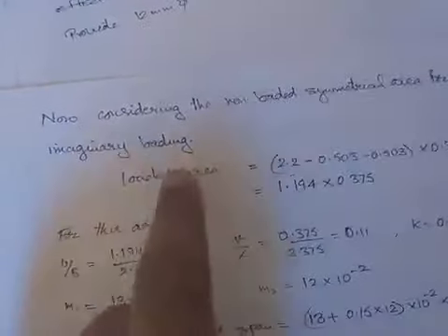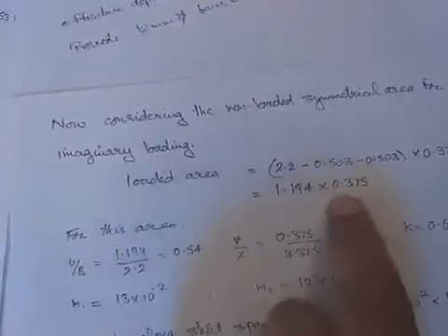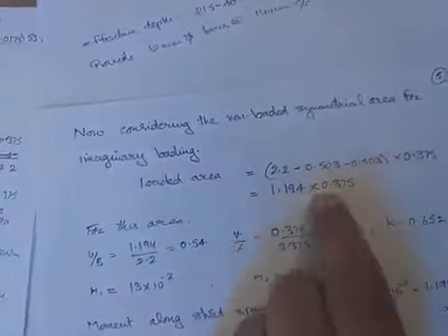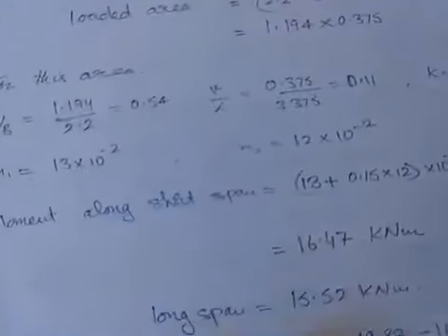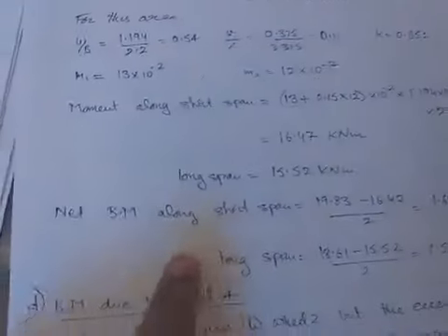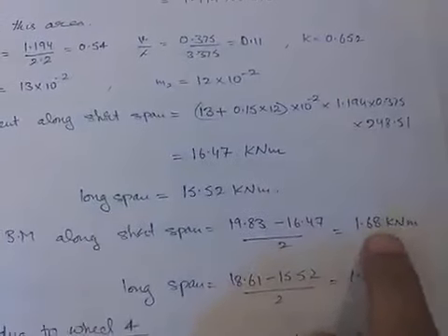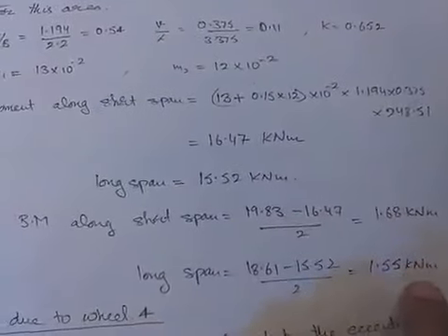Now we will consider the area which is non-loaded symmetric. Considering the non-loaded symmetrical area for the imaginary loading, the loaded area now becomes 2.2 minus 0.503 minus 0.503. This gives me 1.194. For this I have again done the calculations and calculated the moments. So net bending moments will be the moment calculated earlier minus this, divided by 2. So I get the net results as 1.68 kilonewton meters and 1.5 for the short and the long span respectively.